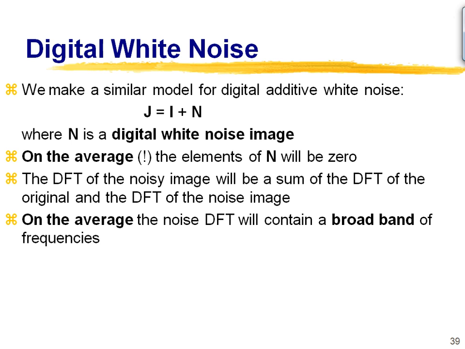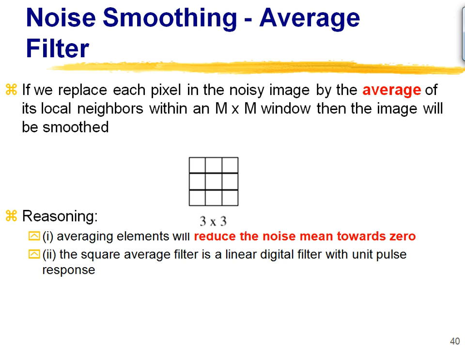So we know our digital white noise model. We've seen it before. J equals I plus N. N is digital white noise, which means that on average, as long as we have sufficient elements of N, the average will be 0. Now, you looked at averaging as a filter in the past, as a smoothing filter to get rid of noise. And we can actually look at averaging in the space domain to get rid of noise as well.